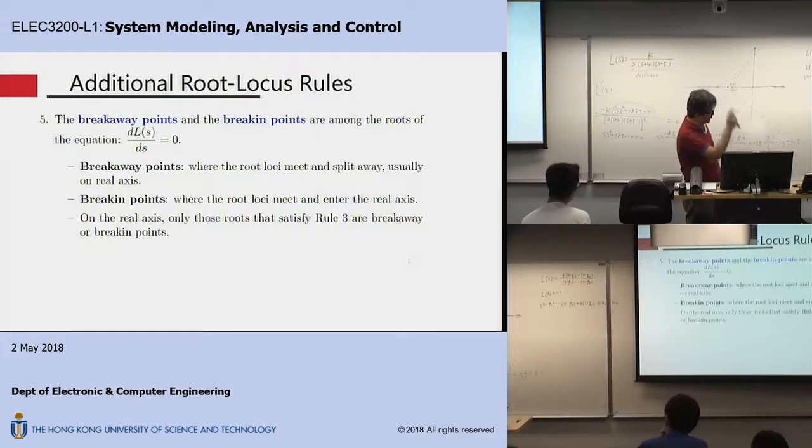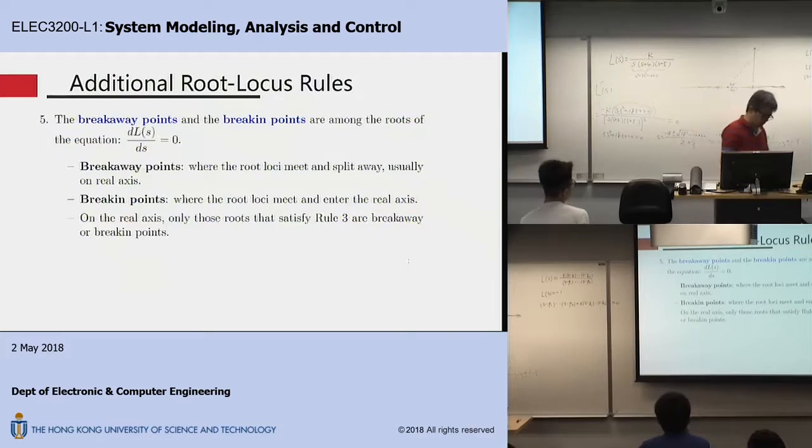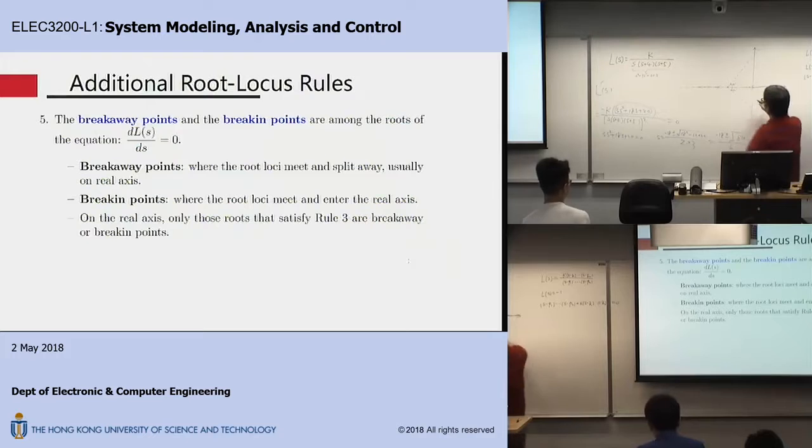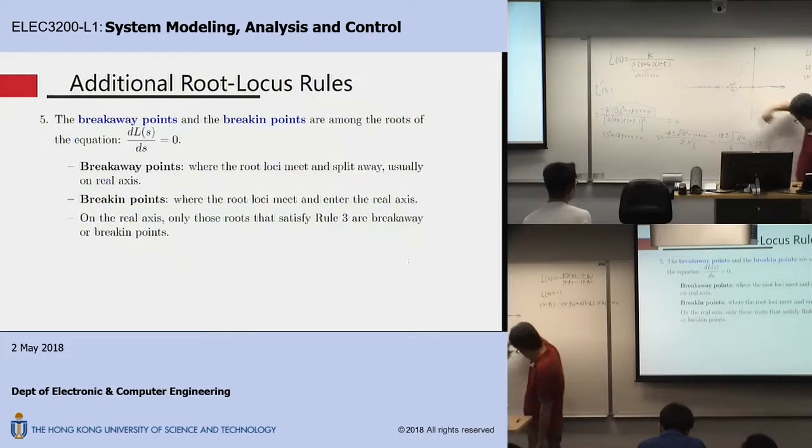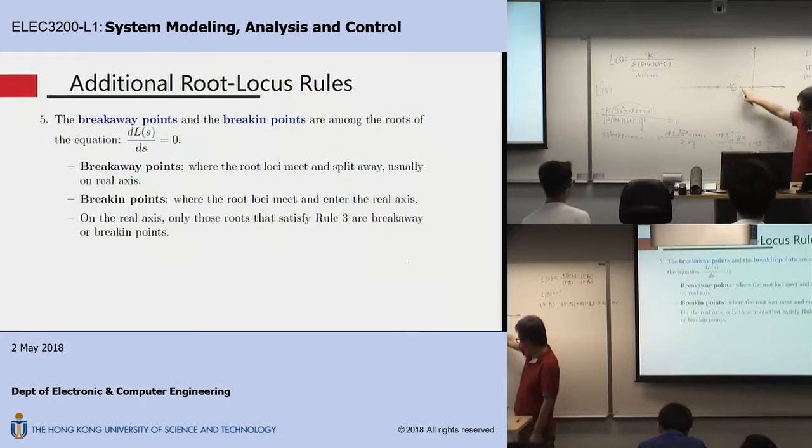You know that the breakaway point is one of the two numbers. One is at 1.5. This is 4, so roughly this is 3. Yeah, 1.5 roughly is somewhere here. Another is here, but there's no root locus here, so that cannot be the case, right? So you ignore the minus 4.5, keep this 1.5. You know that this root locus is going to split from here.